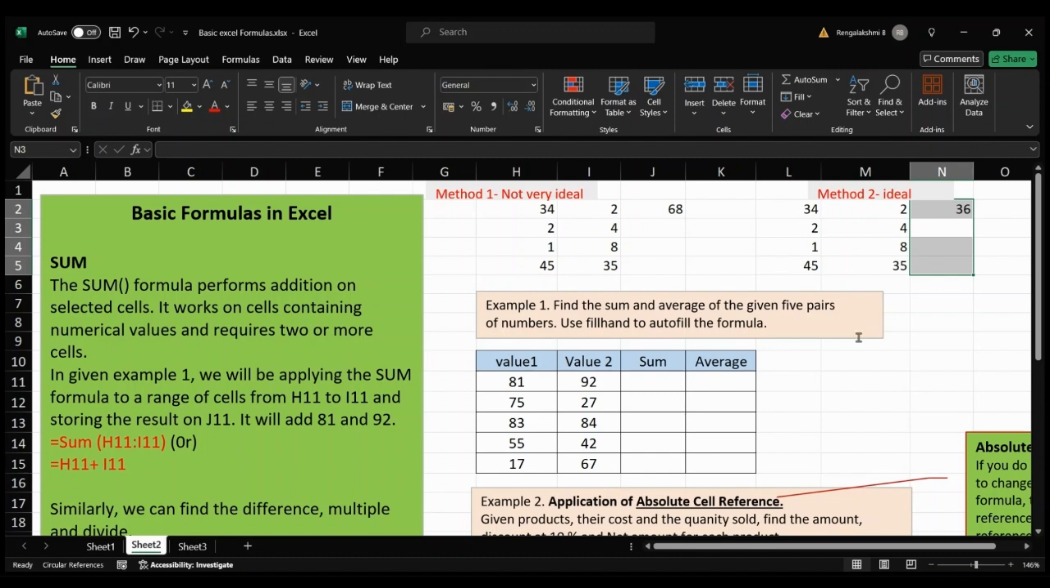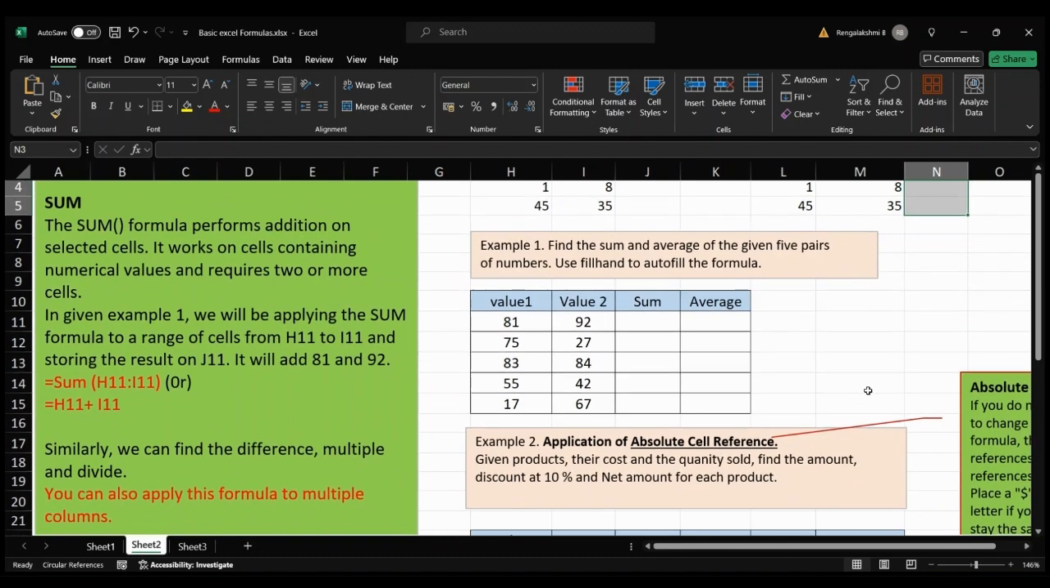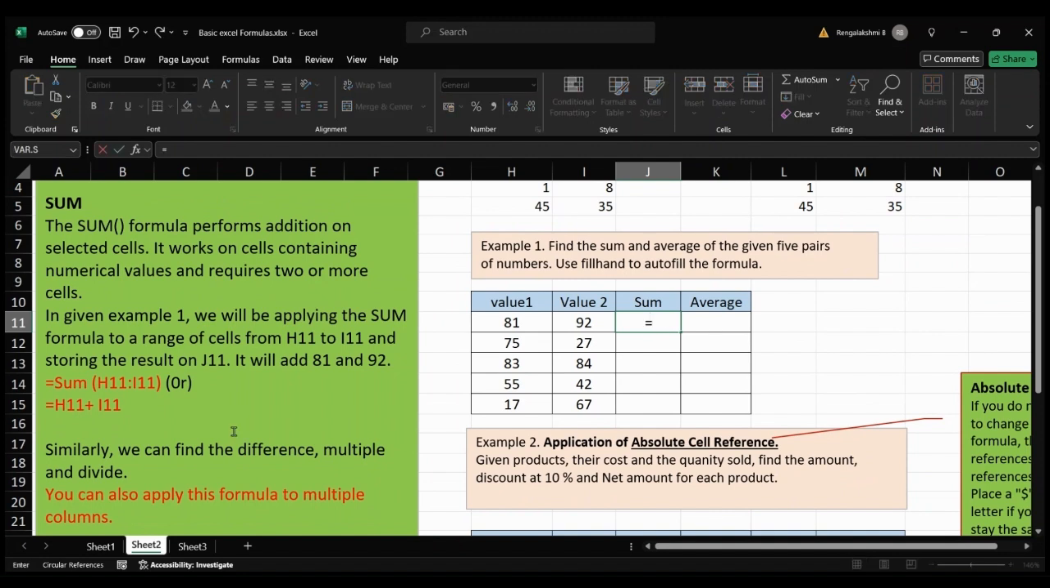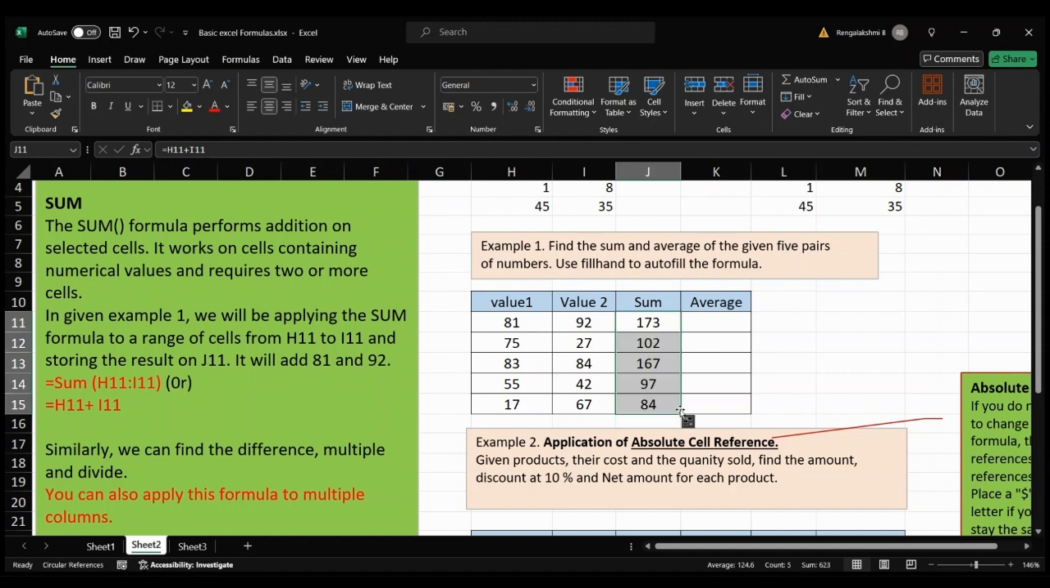Now let's take the example here. Value 1 is given, value 2 is given. Now we have to find the sum. Either of these ways is fine. So here I'll write this cell reference plus this. We got the answer here, 73. Now I'll autofill the formula using the fill handle. We got the sum of all these values.